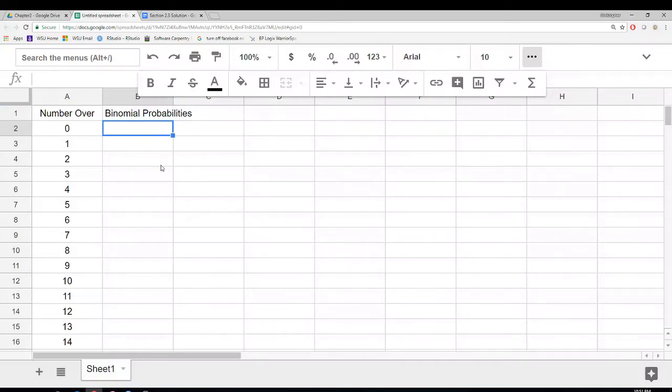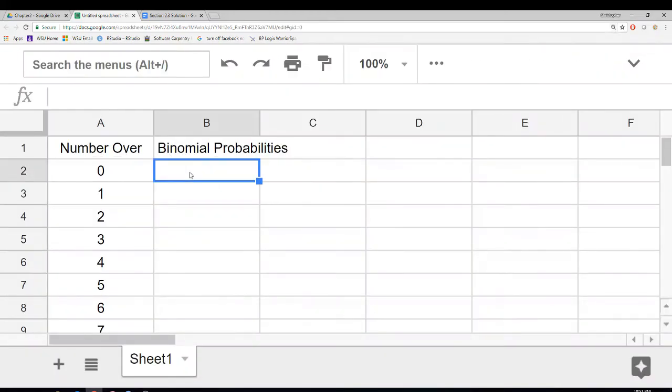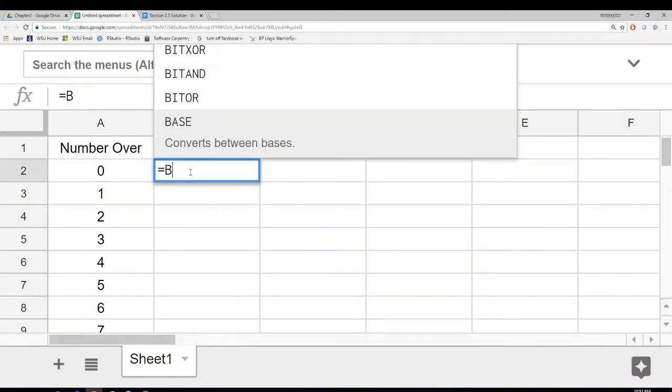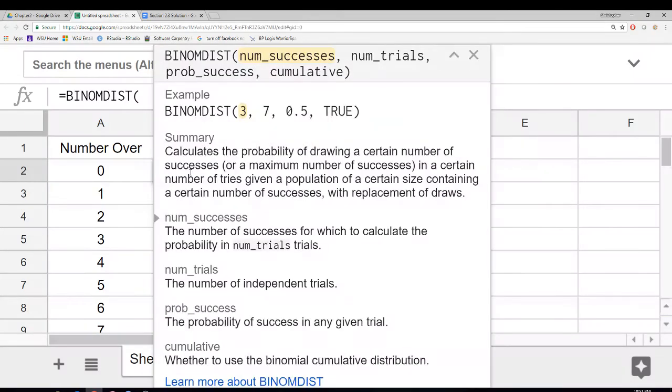Okay, I'm going to use a BINOM.DIST function, it's called. Whenever I use a function, I need to start with an equal sign. Let's go ahead and make this a little bit bigger so that you can see this more easily. We're going to use BINOM.DIST, and there are 4 arguments that we need to provide in the function.